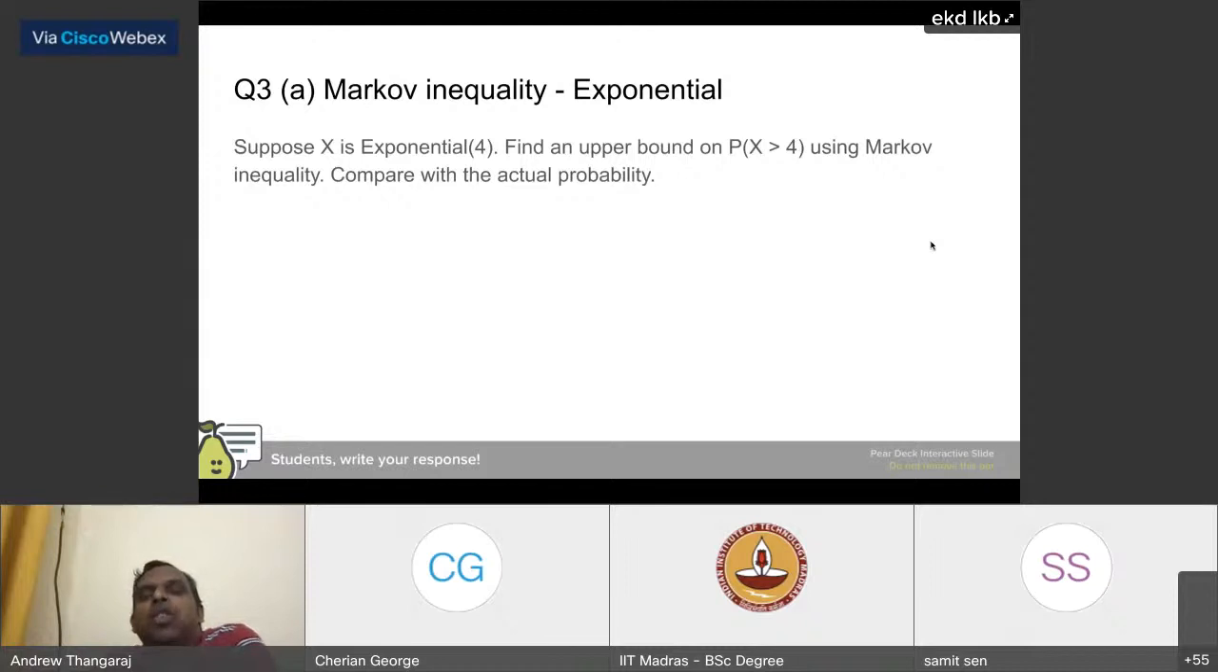Supremum is usually for a set. I'm thinking of upper bound differently. Let's not go there. Let's finish this one.